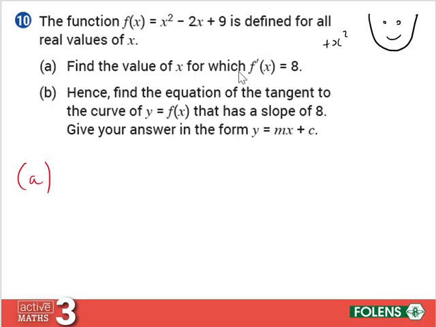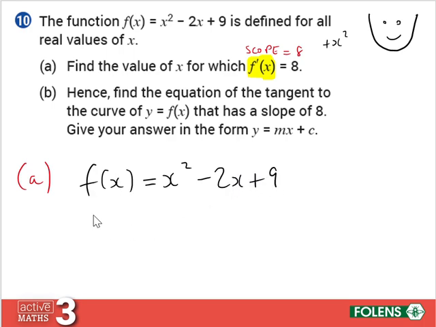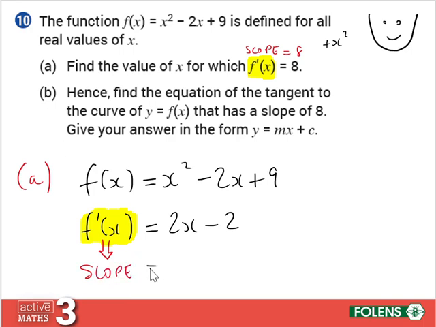Find the value of x for which the slope is equal to 8. So find the value of x for which the slope equals 8. Now I told you previous to this, f of x here is equal to x squared minus 2x plus 9. When we differentiate, so f dash x, we're going to get 2x minus 2. But I told you a massive thing here. I told you that this fella you're after finding here is the slope finder. So slope is equal to 2x minus 2.